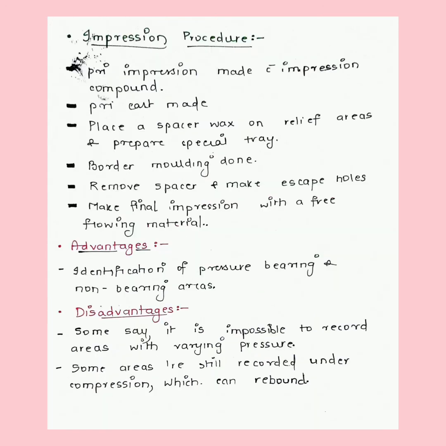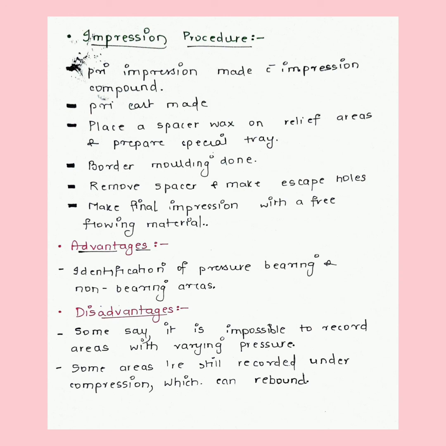The procedure is, we make a primary impression with impression compound, then make a primary cast and place a spacer vac on relief areas and prepare the special tray or custom tray. Then we perform border molding to provide secondary retention and remove the spacer, make escape holes, then make the final impression with the free flowing material. This is the most commonly employed technique.